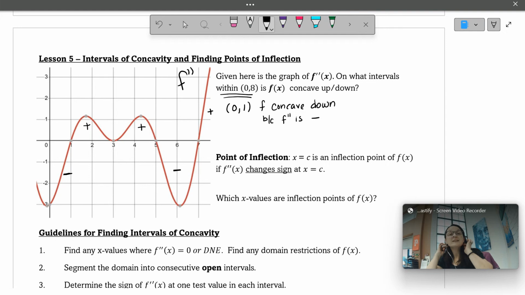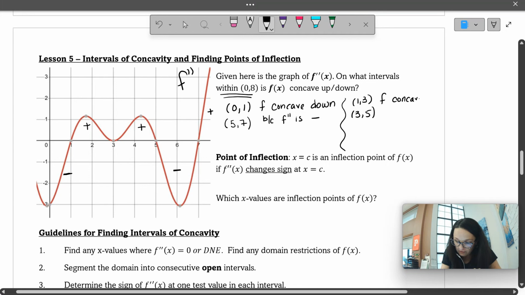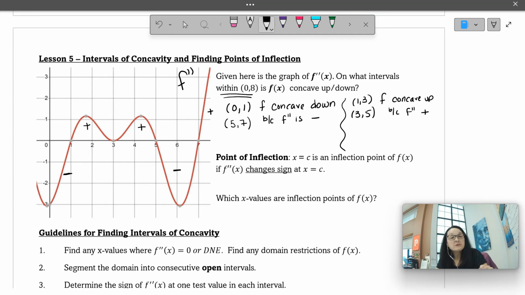Now, you might notice that I used an open interval. Concavity is always on open intervals. Intervals of increase and decrease are often on closed intervals, but concavity, always open. So from 0 to 1, we're concave down, and let's just do the other concave down right now. That's from 5 to 7. And then from 1 to 3, and from 3 to 5, f is concave up because f double prime is positive.